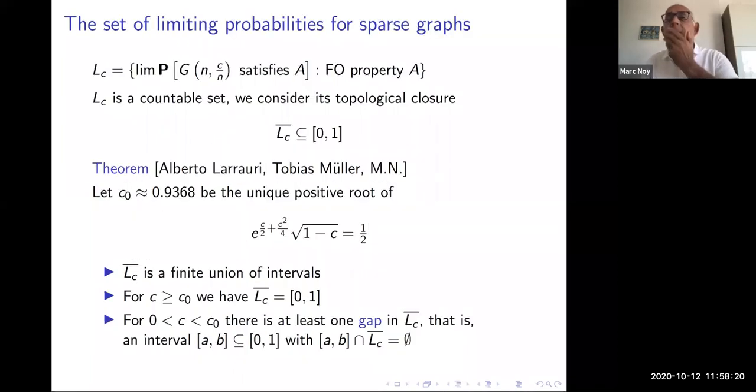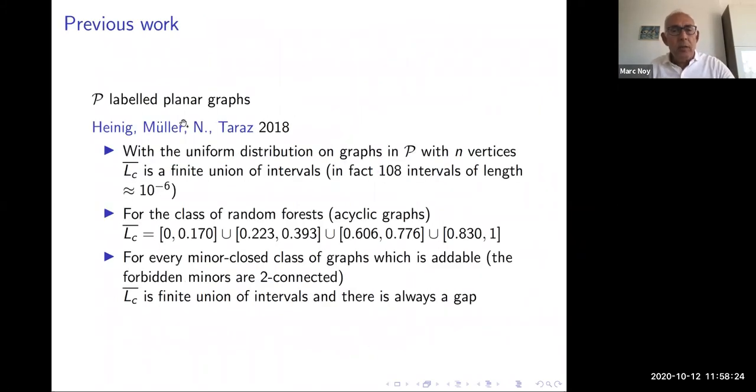Oh, what is the motivation? Well, some years ago, with Tobias Müller and other co-authors, we looked at random planar graphs. This is a different model. We take the set of all labeled planar graphs and consider the uniform distribution with n vertices, so there are no independent probabilities. And then we ask ourselves the same question: what is the closure of the set of limiting probabilities?